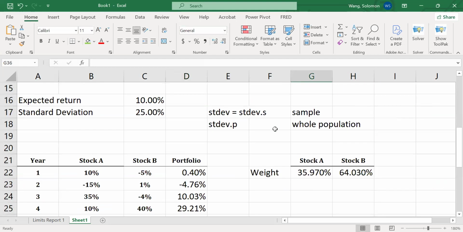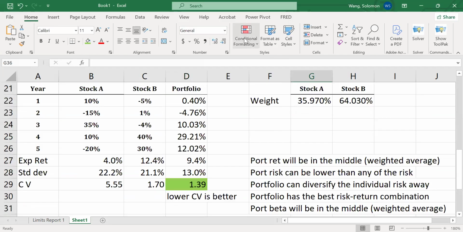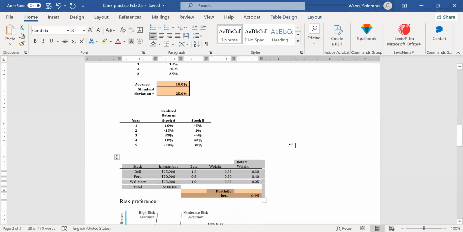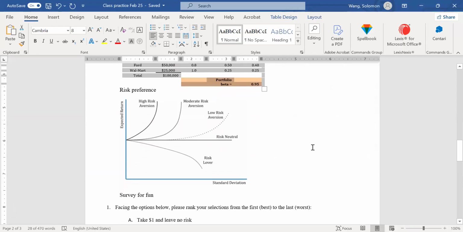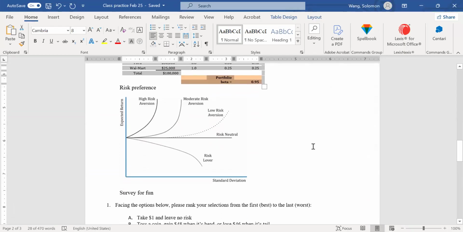Okay, let's see. Get back to the document. I think the hardest part has gone. And now let's talk about some other concepts.